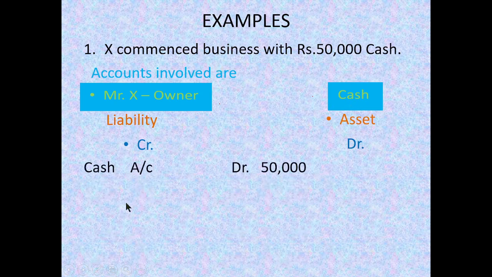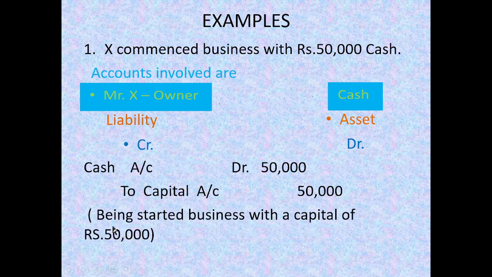So how to write journal entry? Cash account debit to what the amount to be credited? Mr. X. X is the owner. Owner's account is called capital account. Amount is 50,000. And next is narration. Narration is nothing but explanation of this transaction, being started business with a capital of rupees 50,000.